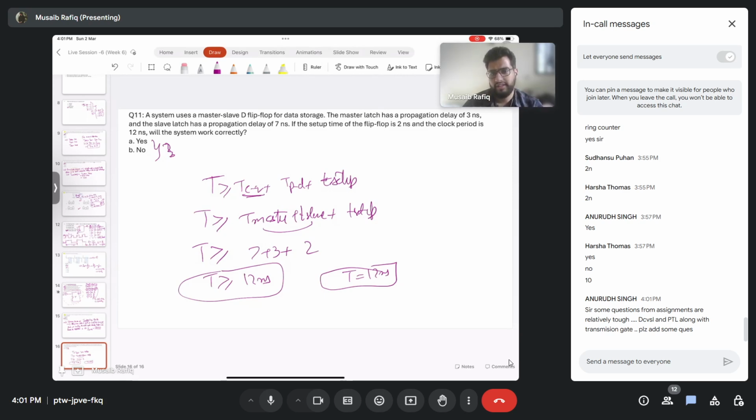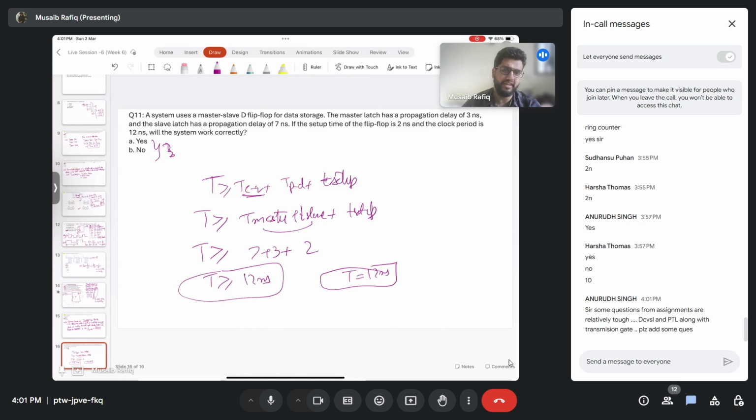So here, based on the information that is present in the question, it will be basically T master plus T slave only. So TCQ will not be involved here. So it will be only that much.